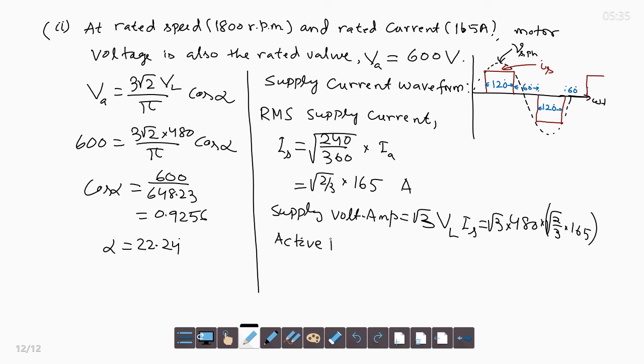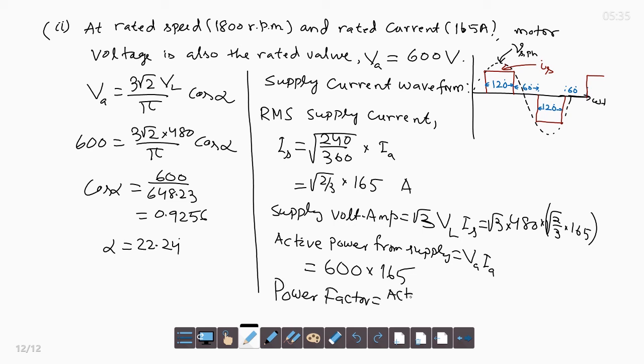Active power from the supply equals V A into IA. V A is the voltage 600 and IA is 165. So using this you can compute the power factor, equal to active power divided by supply volt ampere. You can compute it.